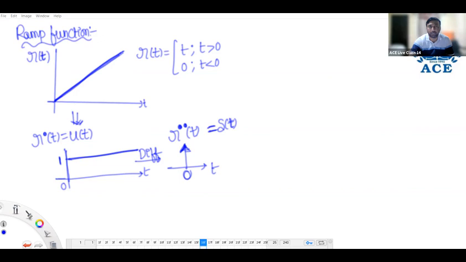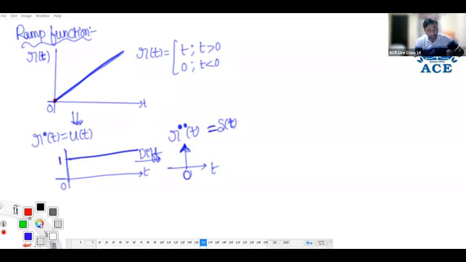Everyone listen to this point carefully. There are two things to be observed. In the strict sense, the ramp function at 0 is not 0. The reason: if the ramp function amplitude at 0 is 0, the step function must be 0. That is not happening. So in the strict sense, the ramp function at 0 is not 0.